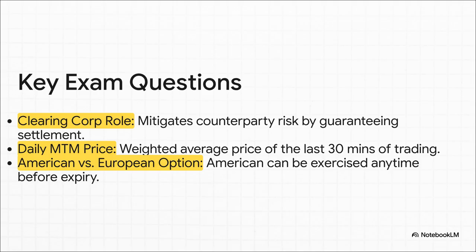Second, how is that daily MTM price calculated? It's not just the last price of the day. It's the weighted average price of all trades that happen in the final 30 minutes of trading. And third, what's the difference between an American and a European option? In India, we trade European options, which can only be exercised on the final expiry day. An American option gives the owner much more flexibility. They can exercise it at any time they want, right up to the expiry.